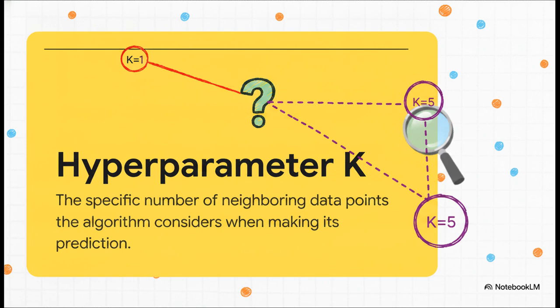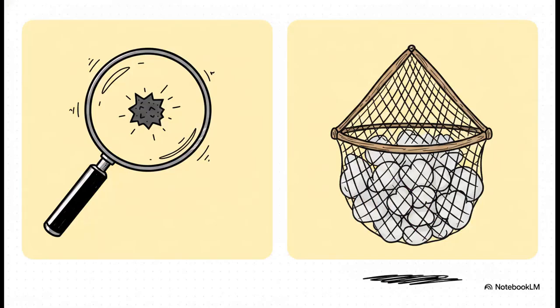If k equals 1, the algorithm only looks at the single closest point. If k equals 5, it looks at the 5 closest points. Getting this specific number right is pretty much the secret sauce to making the entire algorithm actually work. Let's see what happens when we get it wrong.